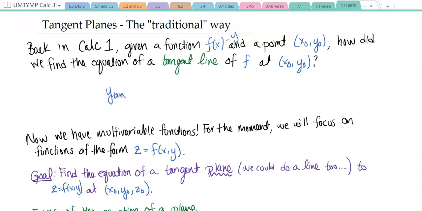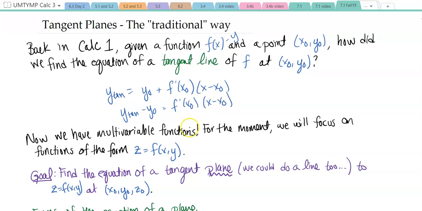We said y tangent is equal to our point, and then we would add to it f prime at our point times x minus x0. This is the derivative, and we have our initial point. And maybe you just used point slope, so it would have been y tangent minus y naught is equal to the derivative at x0 times x minus x0.